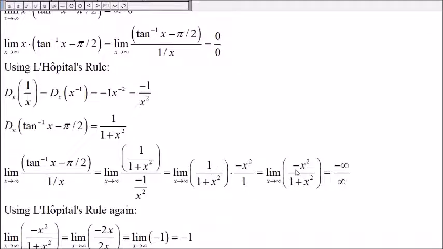And so we have negative x squared divided by 1 plus x squared. And if we allow x to run to, as x approaches infinity, then we get negative infinity over infinity. And so since we have infinity over infinity, we can apply L'Hopital's rule again.